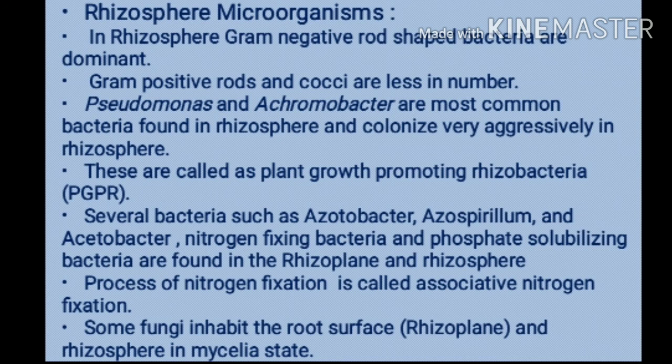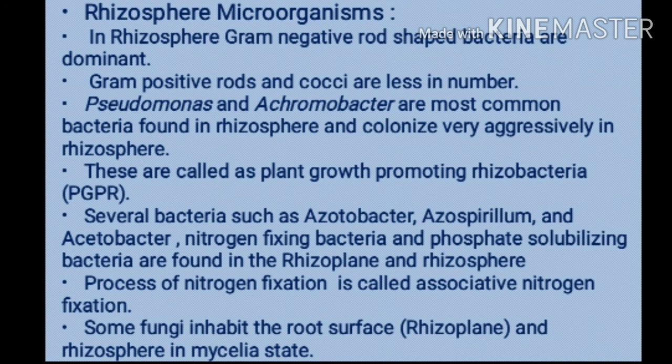These gram-negative bacilli include Pseudomonas, Achromobacter, Azotobacter, Azospirillum, Acetobacter, nitrogen-fixing bacteria, phosphate solubilizing bacteria. These are found in the rhizoplane and rhizosphere. Dominant organisms in rhizosphere soils are Pseudomonas and Achromobacter. These are the most common bacteria found in the rhizosphere and they colonize very aggressively in the rhizosphere.